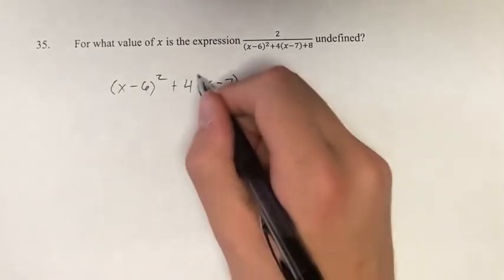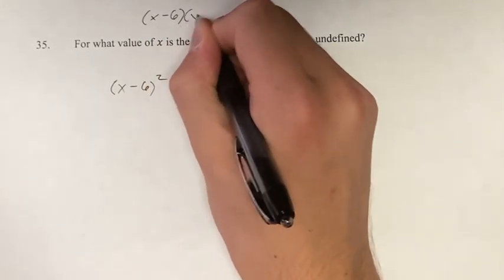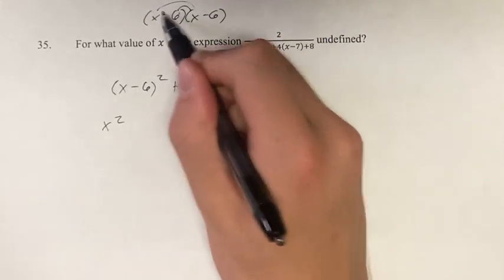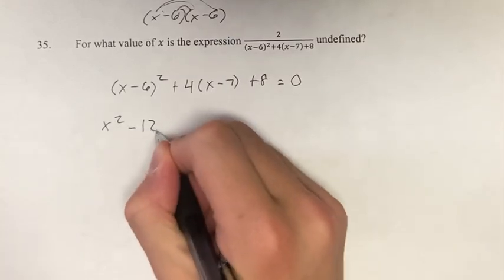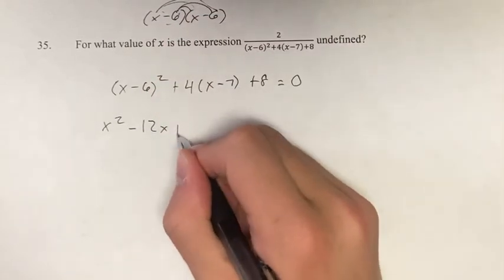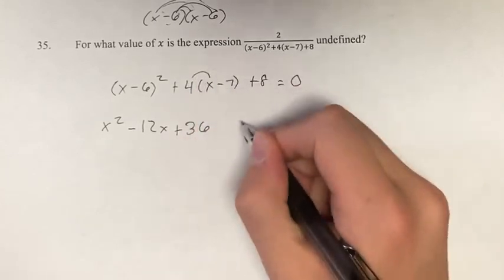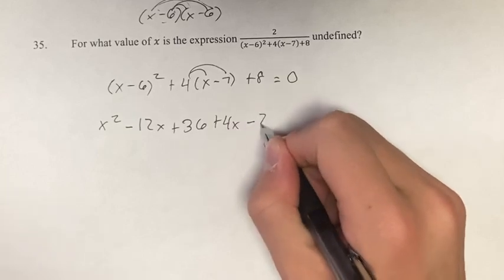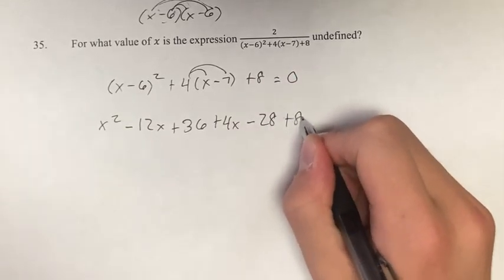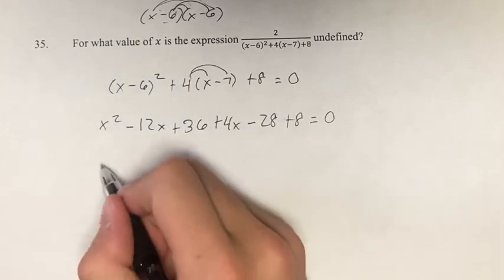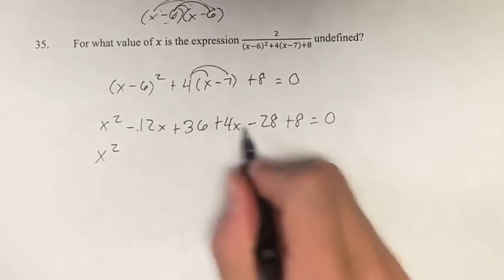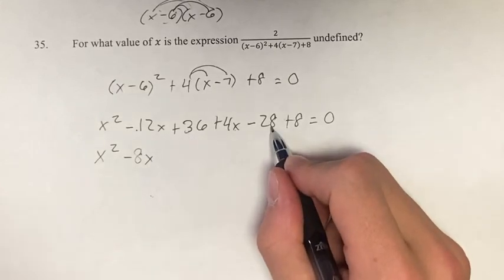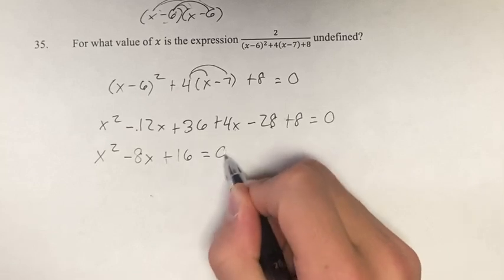So x minus 6 times x minus 6, just write it up here to visualize it. That is going to give us x squared minus 6x, minus another 6x is minus 12x, minus 6 times minus 6 is plus 36. And here we have plus 4x, plus 4 times negative 7 is minus 28, plus 8 is equal to 0. So we have x squared, minus 12x plus 4x is minus 8x, plus 36 minus 28 is 8, plus 8 is 16. And this is equal to 0.